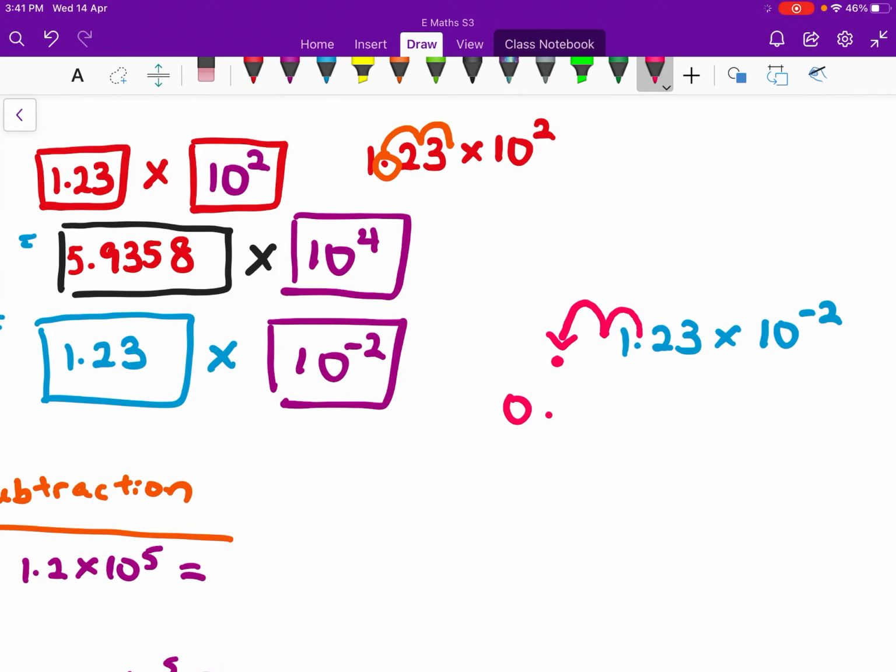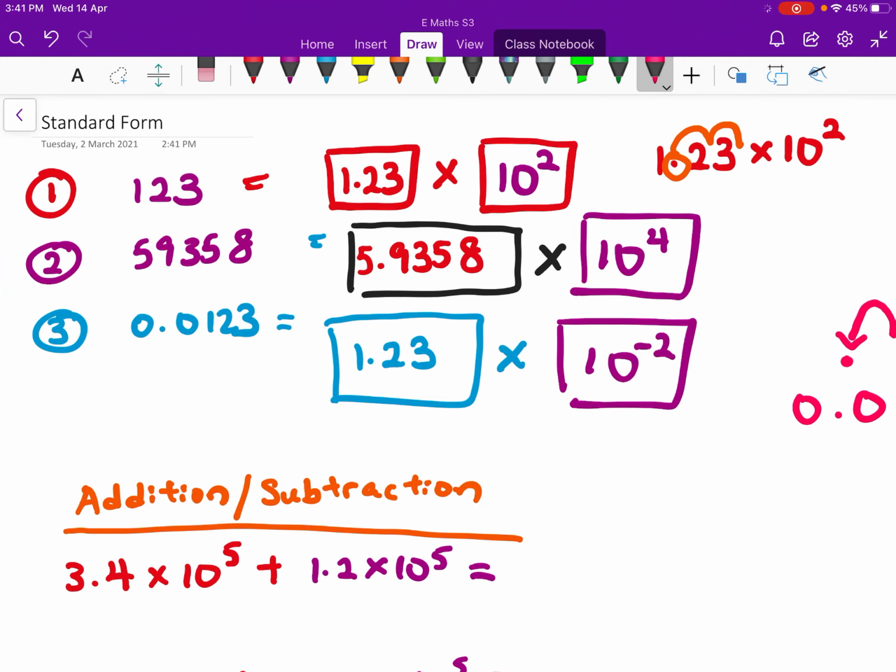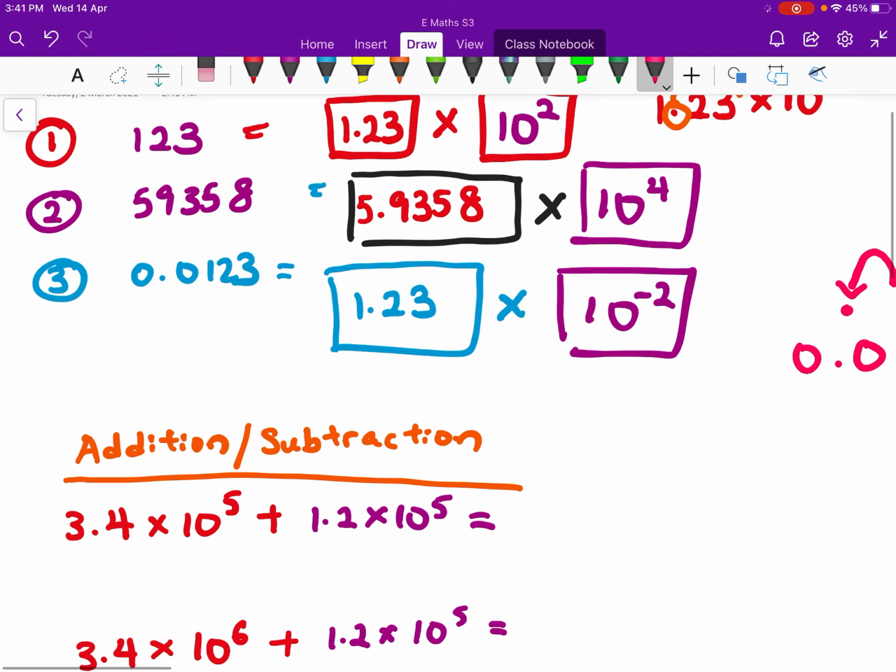So you can see that there's a curve, right? So you should put a 0 here, and 1, 2, 3. Yeah, so it's consistent with my original number, right? So this is how you express in standard form. Okay, so these are the basics of standard form.